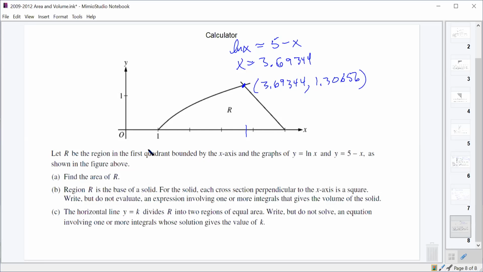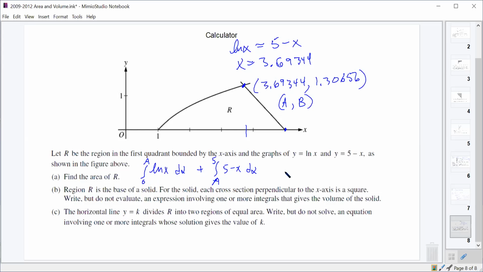And you can set up this integral one of 2 different ways. One way would be, and I'm just going to call this A, comma, B, to simplify things so I don't have to write these numbers out over and over again. We could say an integral from 0 to A of ln x dx plus an integral from A to, where does this intersect at? 5, right? From A to 5 of 5 minus x dx. So that's one option.